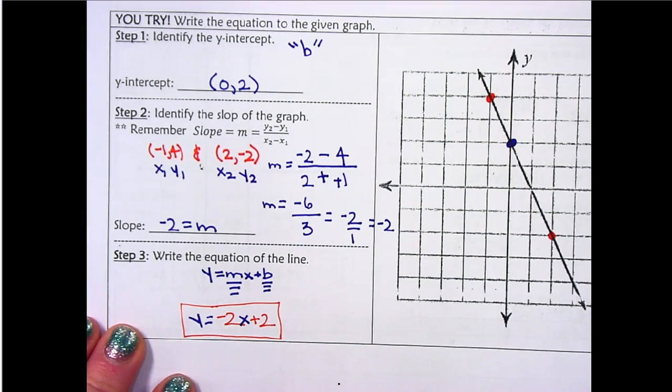If you did not, please see your teacher and get help if you cannot find your own mistake. This concludes Unit 6, Lesson 4, writing the equation of a line in slope-intercept form from a graph.